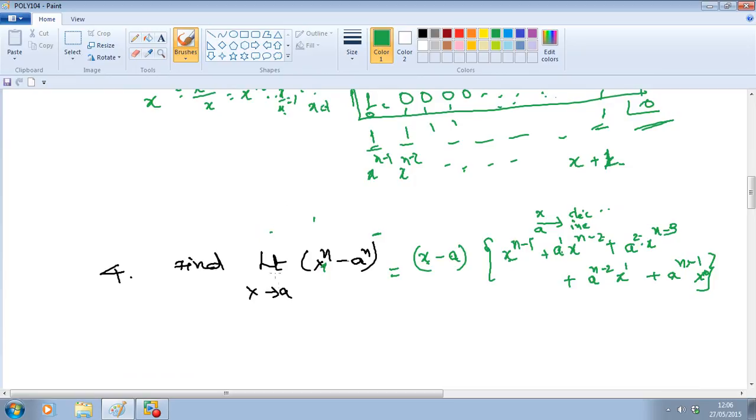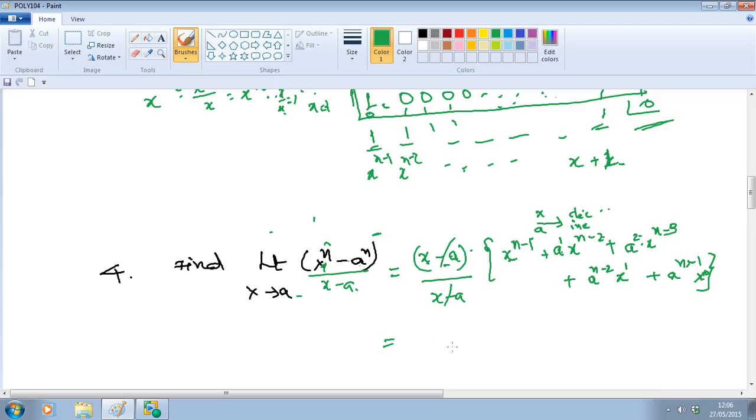Oh, sorry, the question is wrong. Actually, x to the power of n minus a to the power n, divided by x minus a, is the question. So that's why we are dividing. So if we divide by x minus a, this will get cancelled. And we apply the limit now. What will happen? x tends to a.